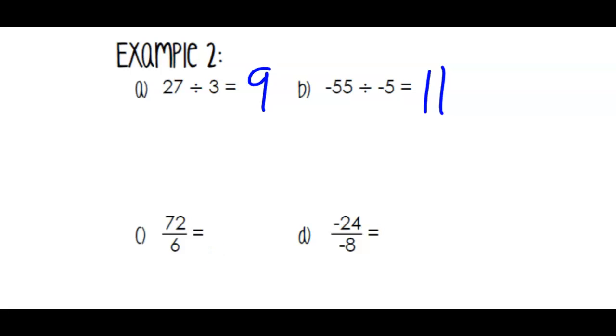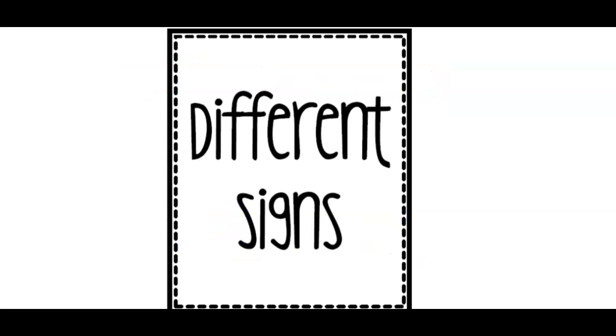Oh, let me select my pen. And that is a positive, again, divided by a positive, so that is a positive 12. Negative 24 divided by a negative 8 is going to be 3. So a negative 24 divided by a negative 8 is a 3. And again, it's positive because a negative and a negative are the same sign. So positive 3 it is. All right, again, pause this video if you need to. Otherwise, we are going to move forward into different signs.